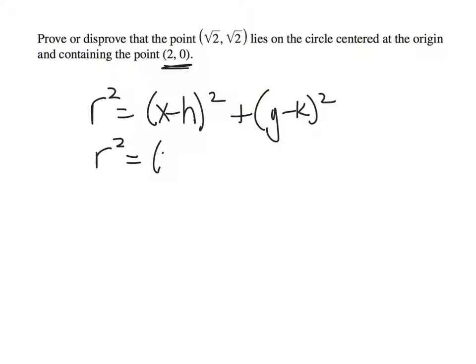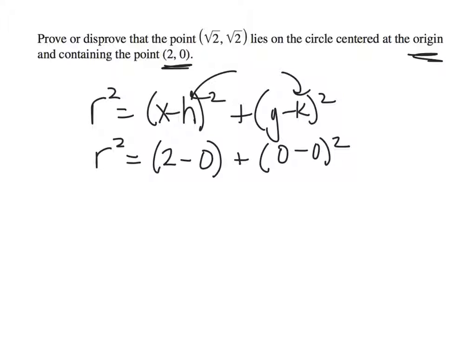So I'm going to plug in 2 minus 0. Now, why am I plugging in 0 for h? Because it's centered at the origin. So we know h and k are just going to be 0. Plus, and then this one's going to be 0 minus 0 squared. That gives me r squared equals 2 squared, which we can just write as 4, minus 0. So that's it. r squared is 4, so the radius is what? The radius is 2.